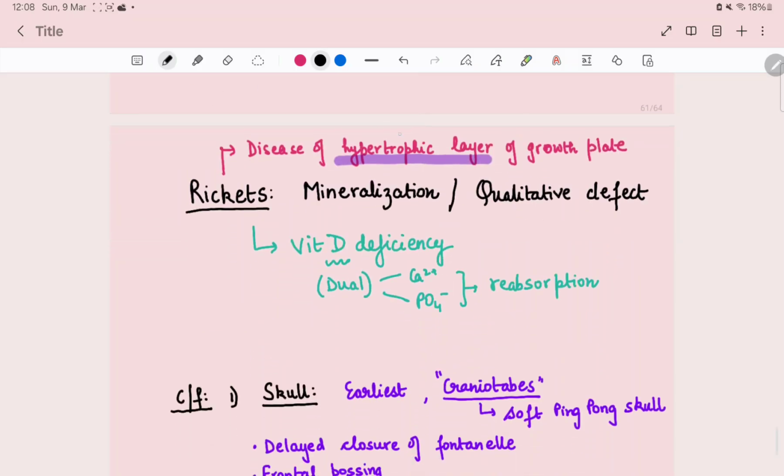Now this is an INICET PYQ. Which layer of the growth plate is affected in rickets? It is the hypertrophic layer of the growth plate. It is a mineralization or a qualitative defect. It is vitamin D deficiency. From D you can learn it has a dual effect on calcium and phosphate. It reabsorbs both of them. So that is why in rickets both calcium is less and phosphate is also less.